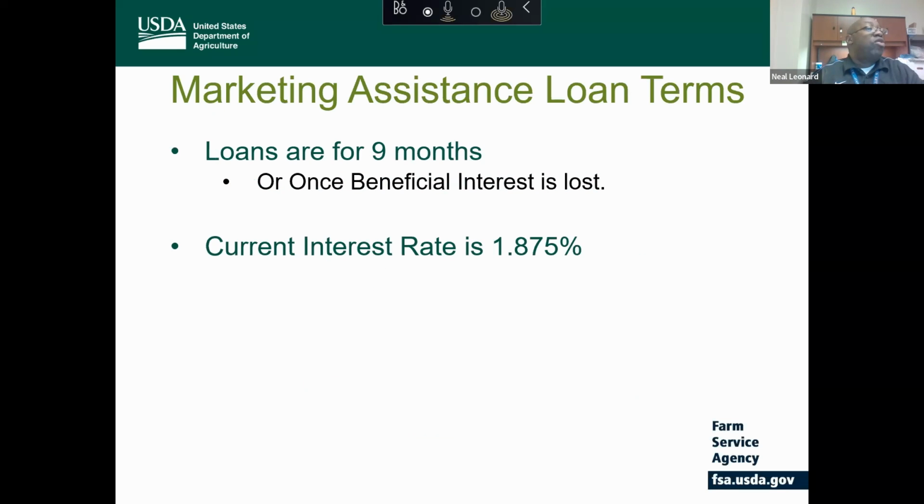Marketing assistance long-term loans are for 9 months. I had our specialist update our rates. It looks like that's the rate right now. Current interest rate is 1.875%. Looks like that's what was updated there.